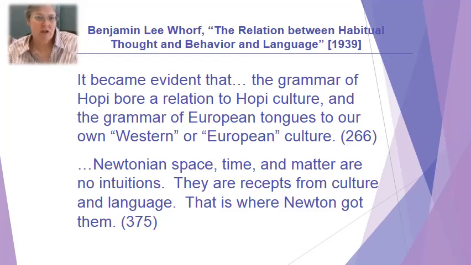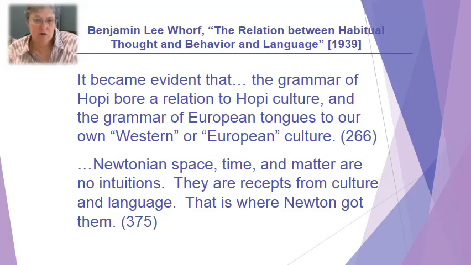So now here's the statement that he makes about Hopi. He says the grammar of Hopi bears a relation to Hopi culture, as the grammar of European tongues such as English bears a relation to our cultural history, beliefs, customs, social structure. And here's a really provocative statement of his. Newton, right, Isaac Newton, Newtonian space, time, and matter, he says, are no intuitions. They are recepts from culture and language, and that is where Newton got them.